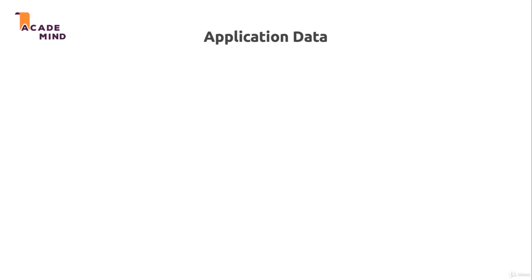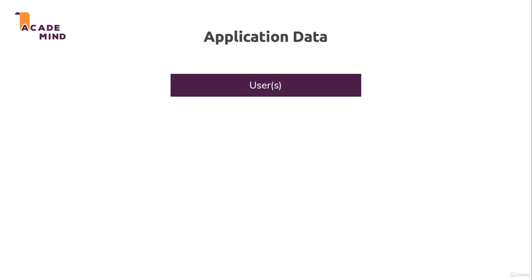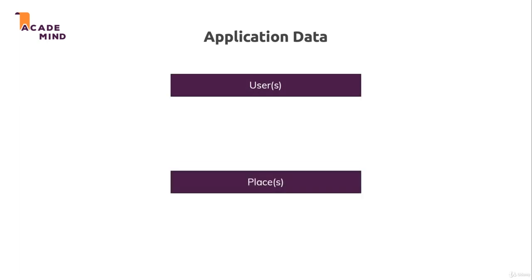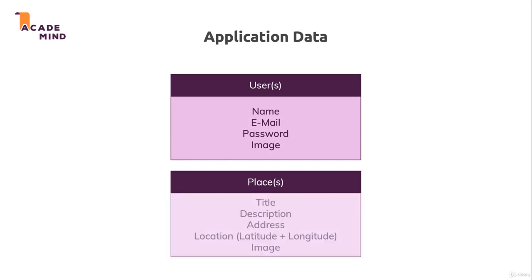Because if you think about our application data, then we have these users and these places, and each user has different properties, for example, the name, the email, the password, and the user image. And we have the places with the title, description, the address, the location, and the image. This is what we built already.